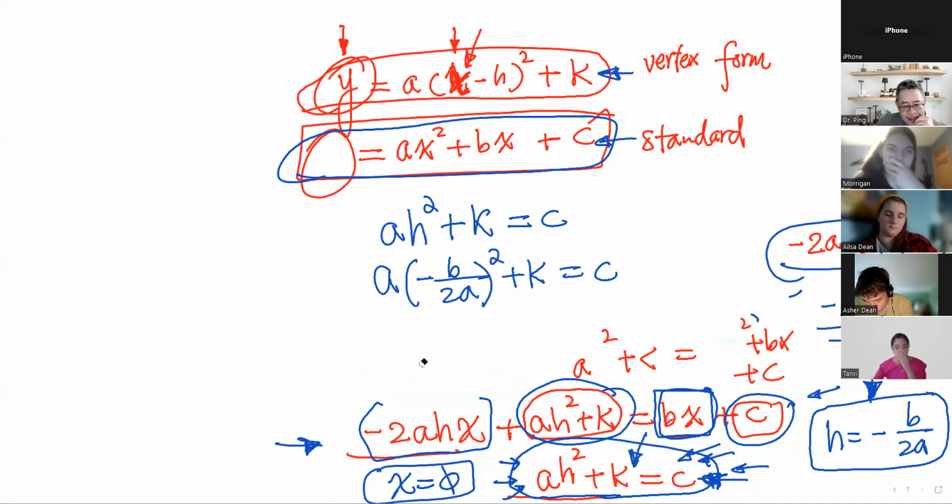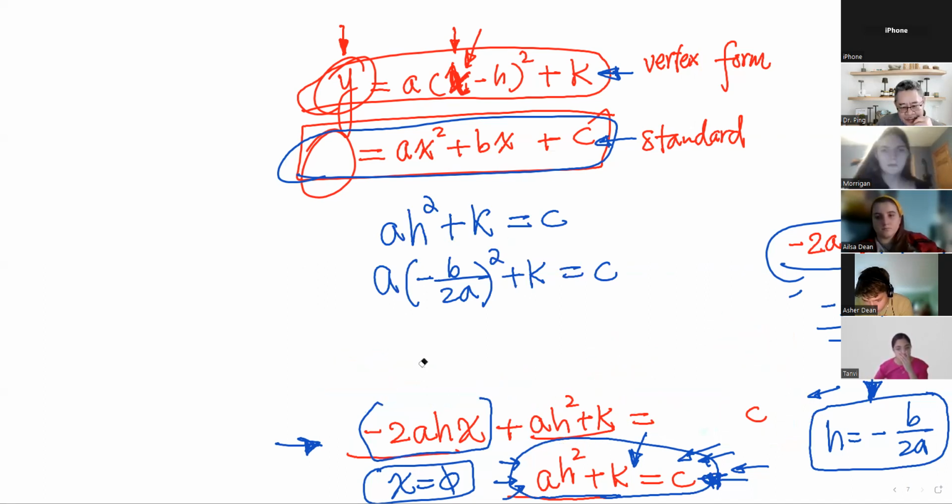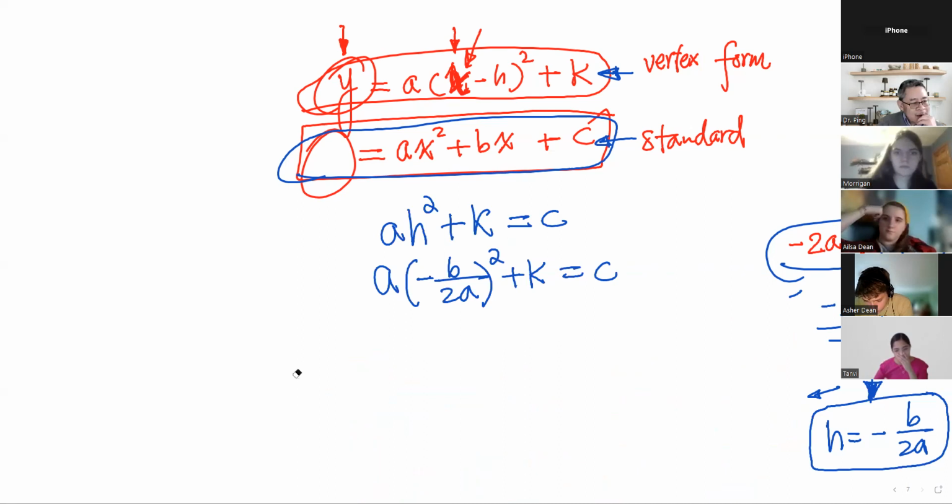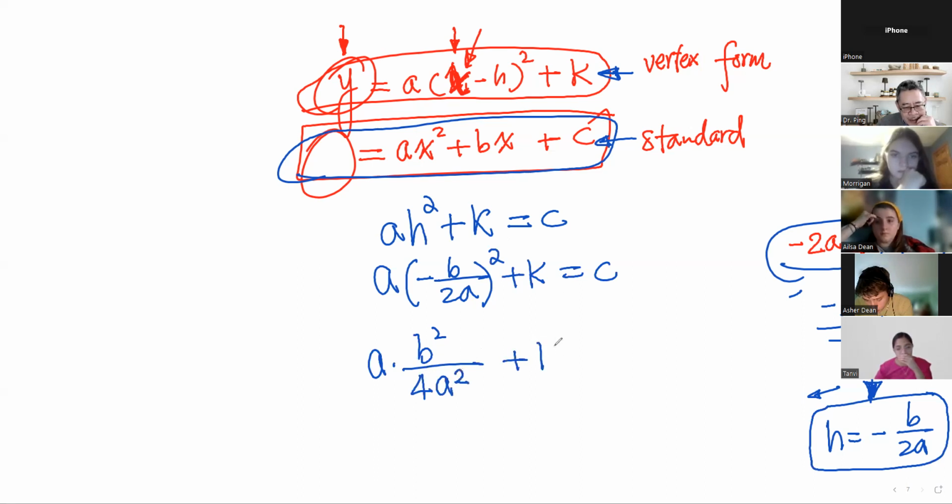Same thing, we're just going to do some algebra. The power of algebra is that we can manipulate the symbols, the letters. So this part, we know negative squared is positive, so we got b squared over 4a squared, and plus k equals c. Yep, are we good here? Yes.